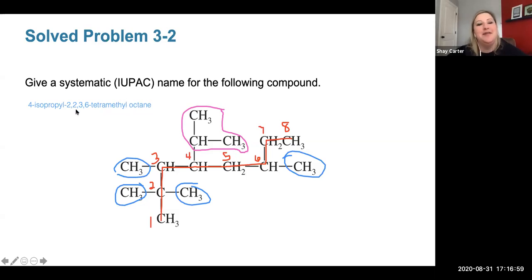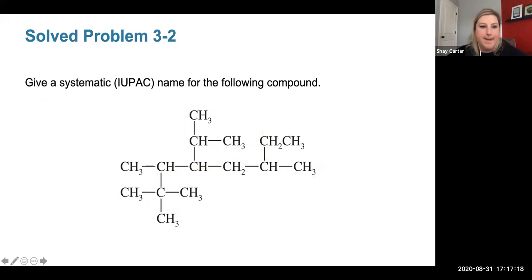Okay, so do you see? These 2 methyl groups are on the same carbon, so that's 2, 2. And then this methyl group is on the 3rd carbon. So that's our 3. And then this methyl group's on carbon 6. And then our isopropyl group is on carbon 4. So let me clear everything.